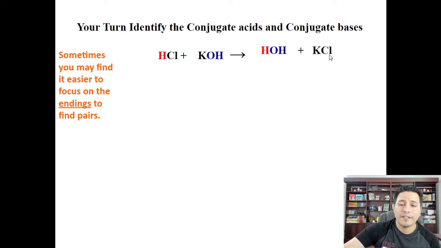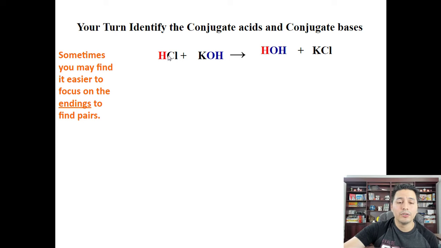His partner is Cl over here, right? So I'm saying focus on the endings. If you see Cl here, you know that his partner is over here. So you would draw that little imaginary arrow going like that. And you're going to ask yourself, what must hydrochloric acid do to become potassium chloride?